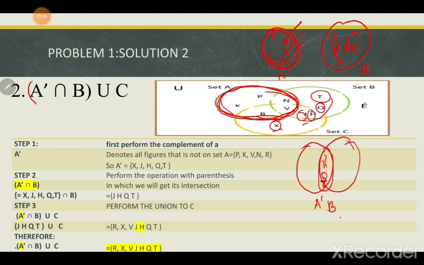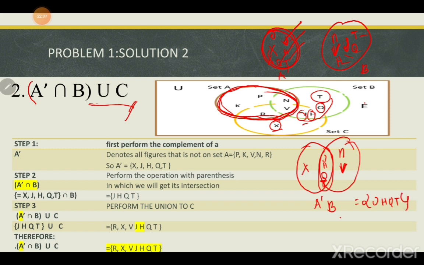These are your intersection. And then, we have our union with C. Right? So, your intersection, therefore, is equal to J, H, Q, and T. So, J, H, Q, and T, ito yung NV mo, di ba? But nandito yung NV mo? Because this is your elements in your B and A, which is, the A is a complement of your A prime. Okay?